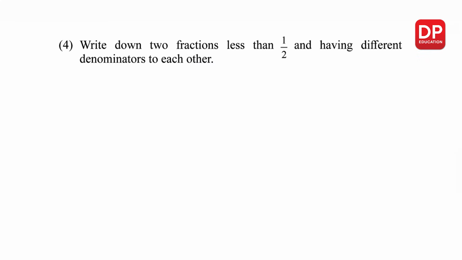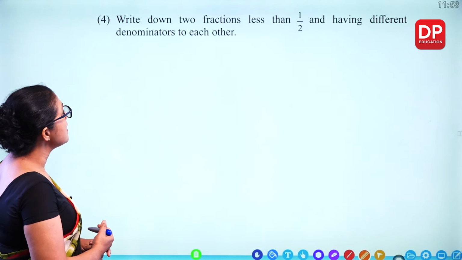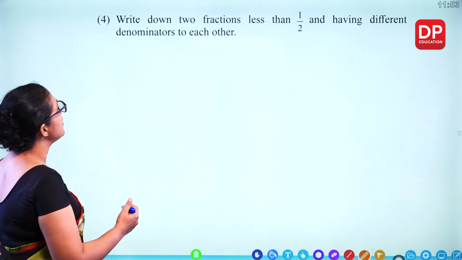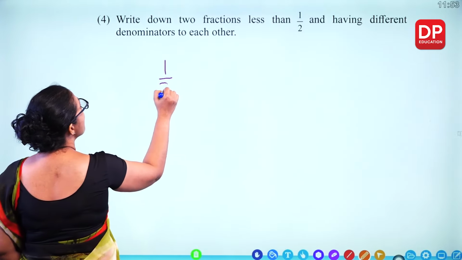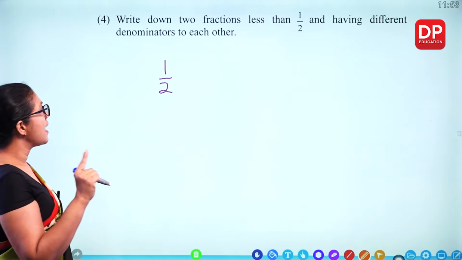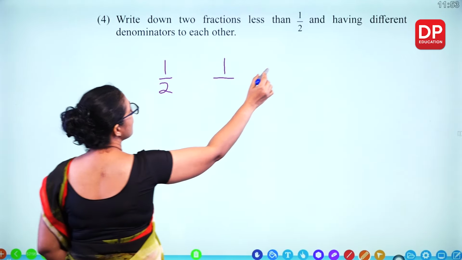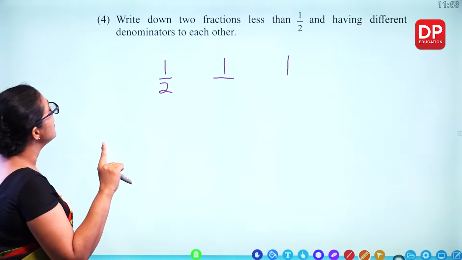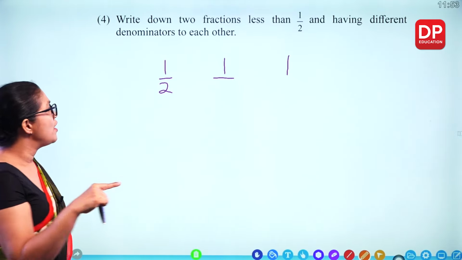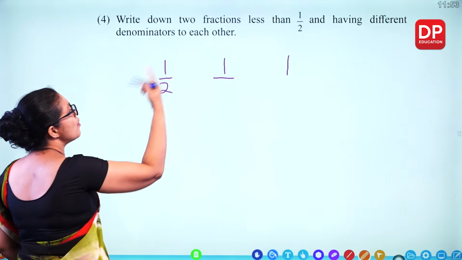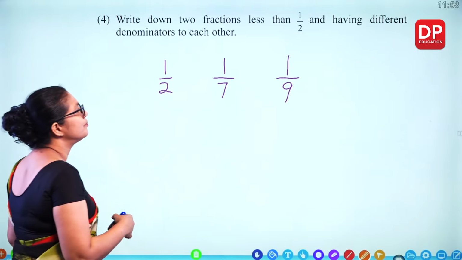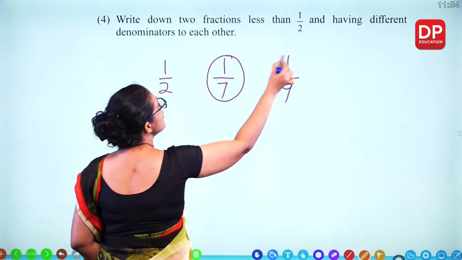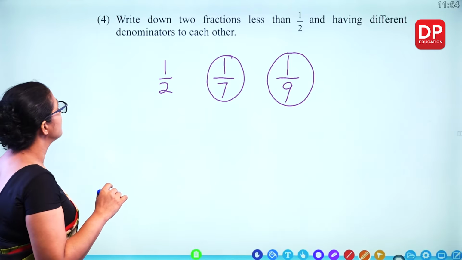Write down two fractions less than half and having different denominators to each other. We can write the same numerator but different denominators. Here, less than half means when you get a bigger number than 2, the value becomes less than half. You can write any two values. So that's 1/7, you can write 1/9, any two fractions.